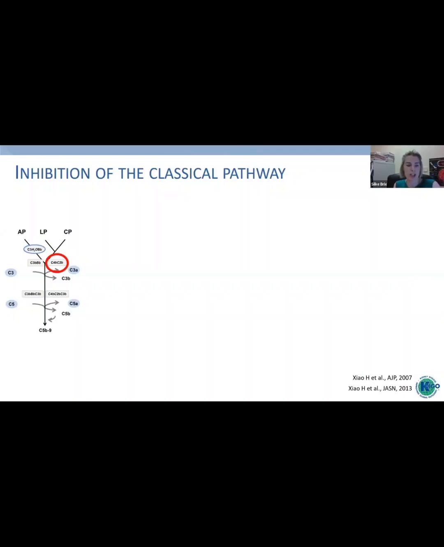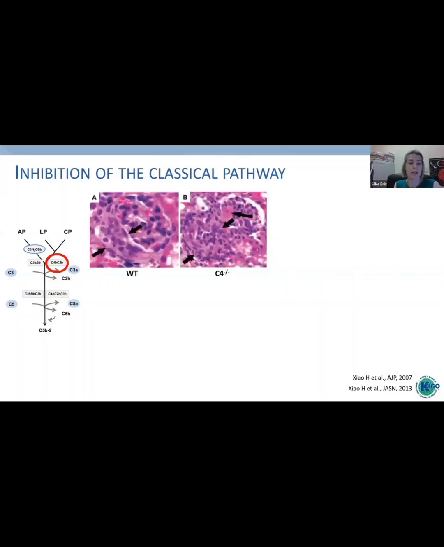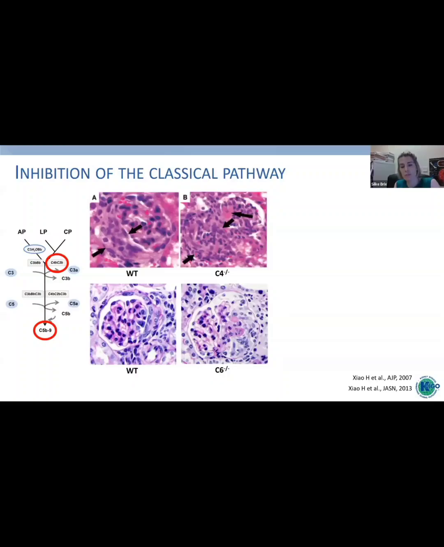So what the group from Charles Jennette did is they first had to look at and inhibit the classical complement pathway. Inhibiting the classical complement pathway here, C4, and using a knockout mouse for C4, they did find no difference in their mice. These mice were as affected as the wild type. And then depleting the C6 factor as part of the membrane attack complex C5b-9, this did not affect the mice either. So these mice showed the same amount of disease with crescent formation. So that was the first sign: no, the classical pathway is not going to be the one we need to concentrate on.